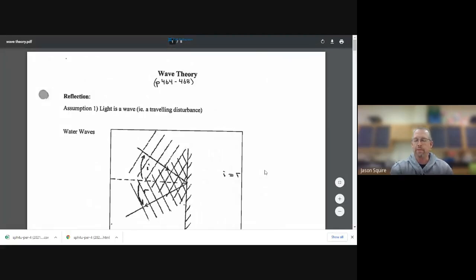Okay, so the wave theory note, this is the whiteboard note that I would use, is set out the exact same way. I'm going to show you what water waves do, and if water waves do it, and we can show that light does the same thing, boom, it makes sense that light must be a wave, okay? So I'm going to start by explaining my diagram here.